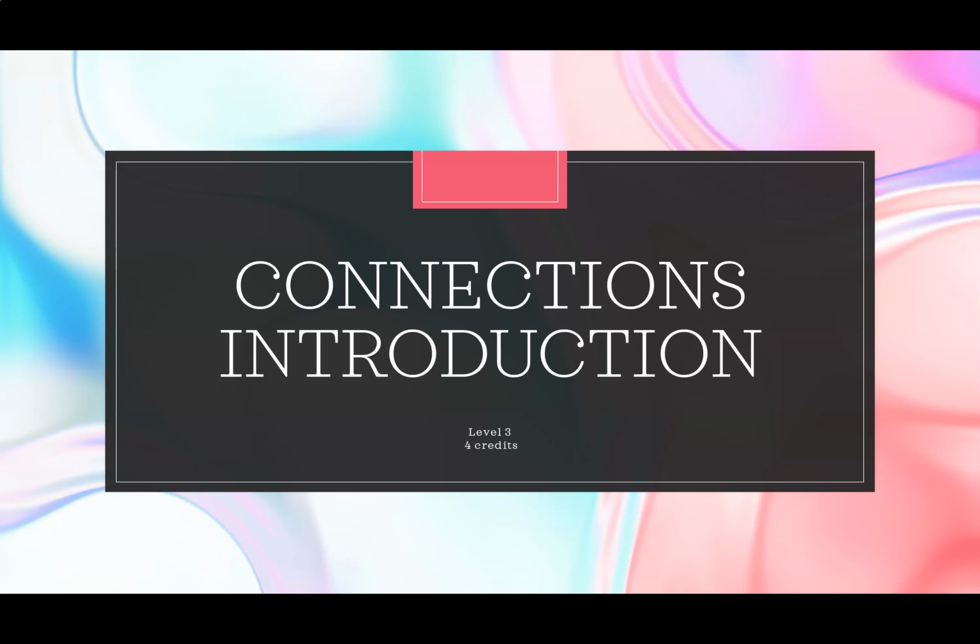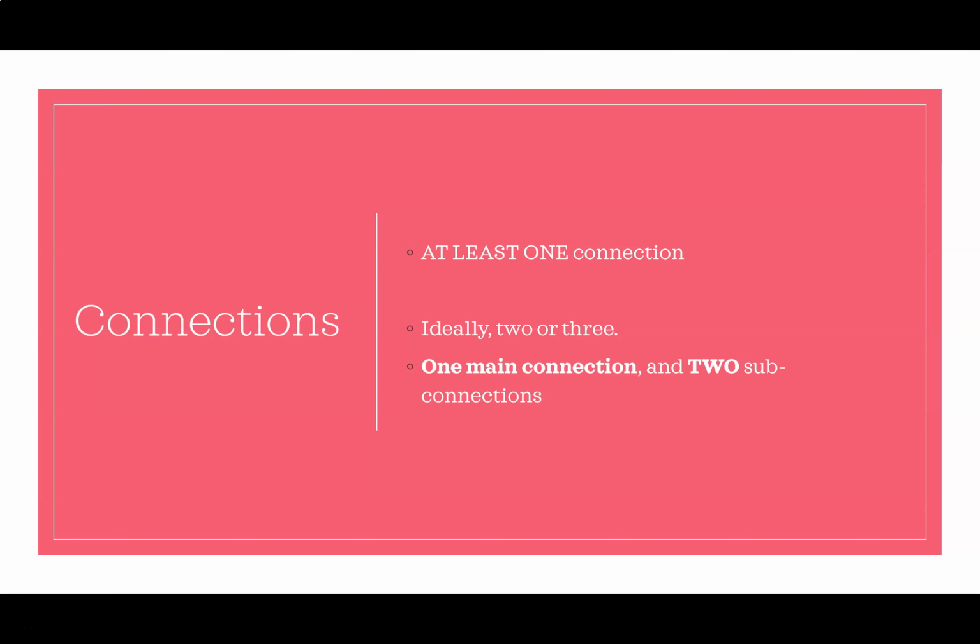So just to make sure that we're all on the same page, for the connections standard you are looking at 4 different texts, potentially by 4 different authors or directors, but could all be the same, and you will have found at least one connection that connects all 4 of those texts. Ideally you will have found 2 or 3 connections, and so that will be made up of one main connection and 2 sub-connections. That will also be the structure that I will be using in my model of this connections essay.